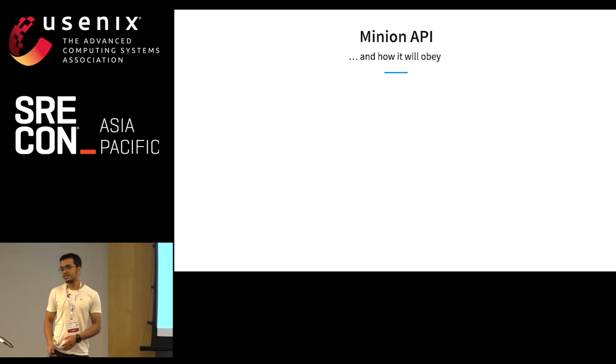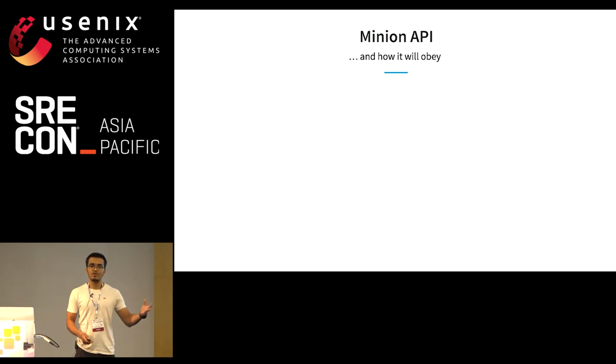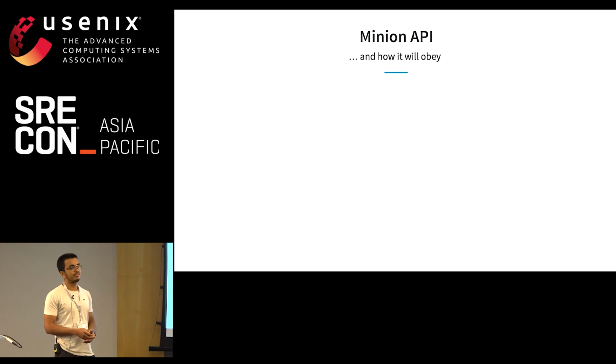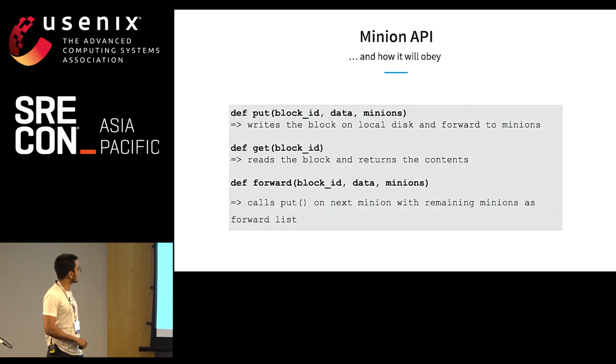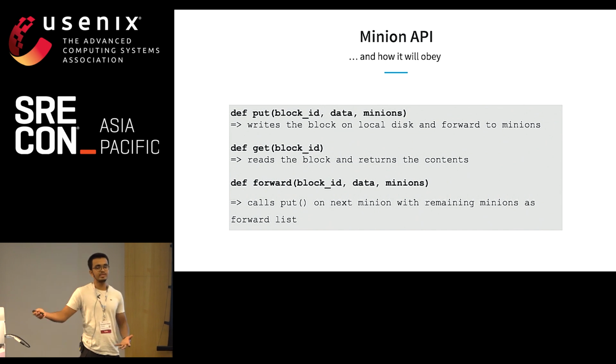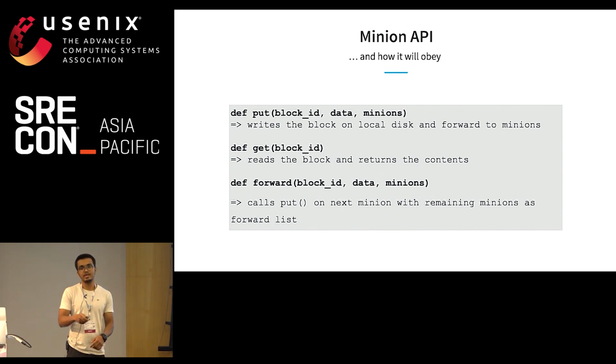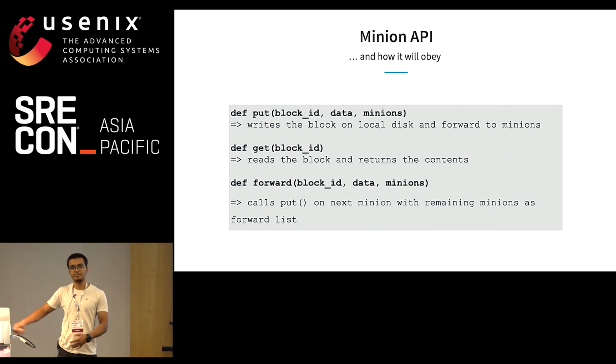How will the minions' API look? Well, minions will be relatively simple, because what they deal with after all is blocks. So given a block, if you say get me this block, it can just read the block from its local storage and get it back to you. If you tell it to put, it will put the block on your local disk, and it can also forward it to the other minions, like we just saw in the diagram. So if you call put on a minion, it will write the block on the local disk, and it will call put on the next set of minions that are in the pipeline.